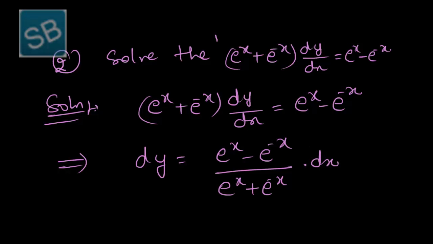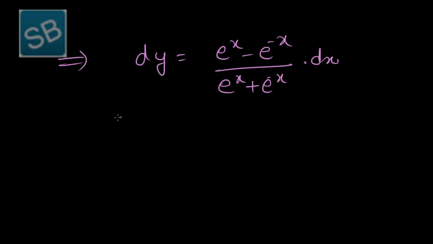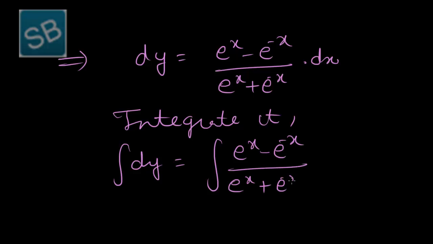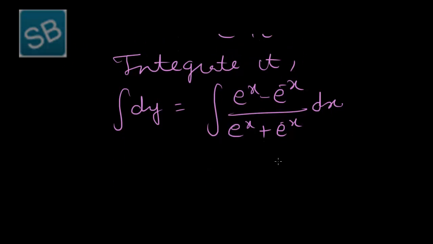So here the variables are separated. Now we can take integration. So integrating, we get integral of dy equals integral of e raised to power x minus e raised to minus x over e raised to power x plus e raised to minus x dx. If we take t equal to e raised to power x plus e raised to minus x, then dt, its derivative, is e raised to power x minus e raised to minus x.